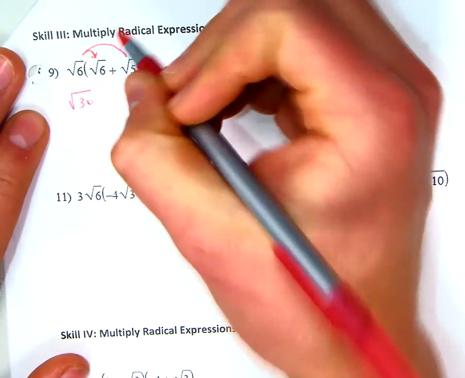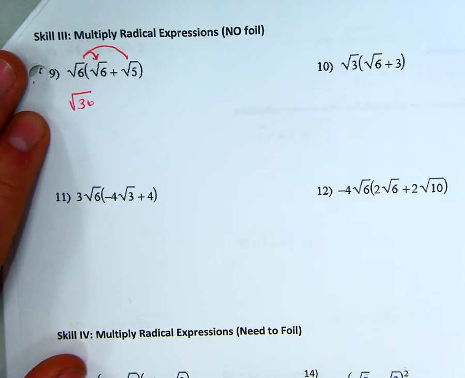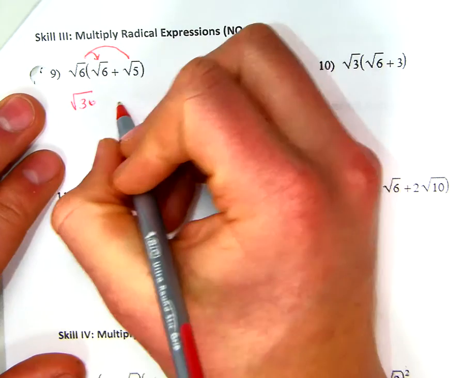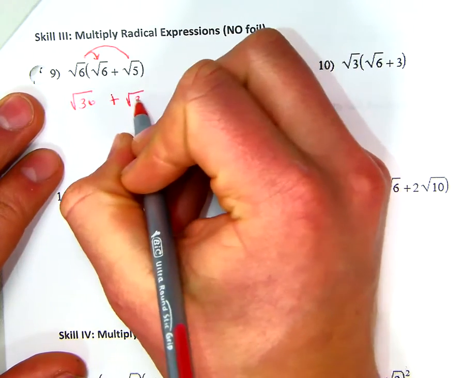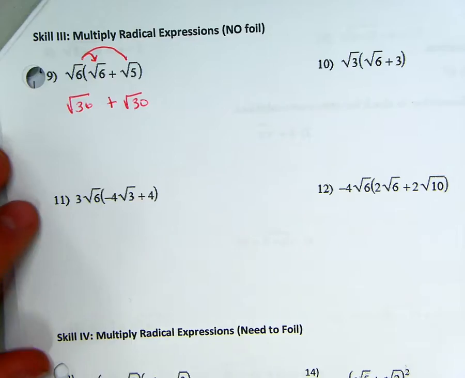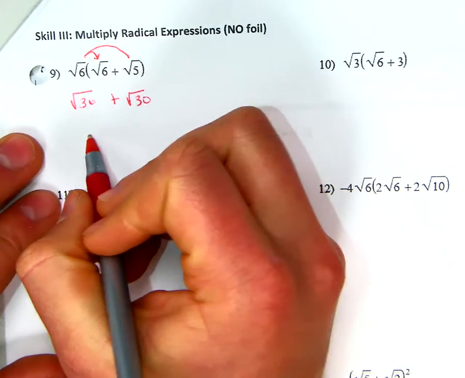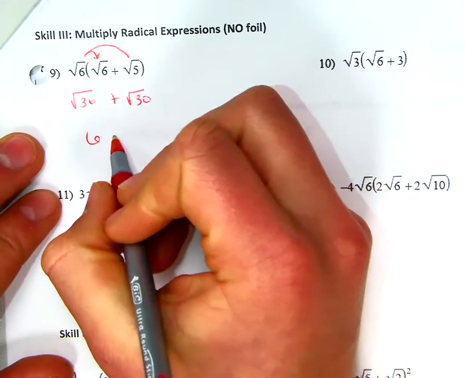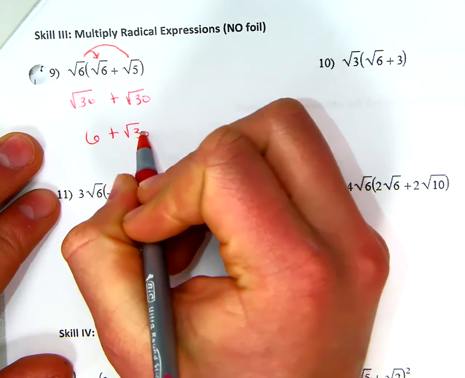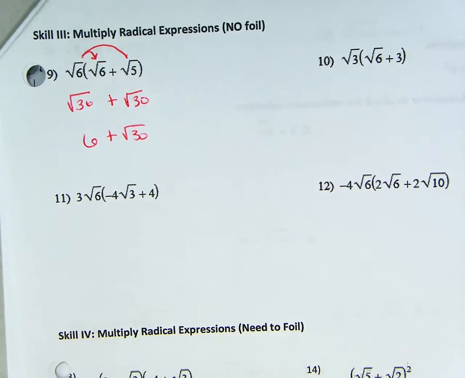And then we're going to do the square root of 6 times a positive square root of 5. So that's going to be our square root of 30. Well, the square root of 36 is a perfect square. That's 6 plus the square root of 30. And the last part is you have to just check, can I break down the square root of 30? Can I simplify the square root of 30 to be a perfect square?